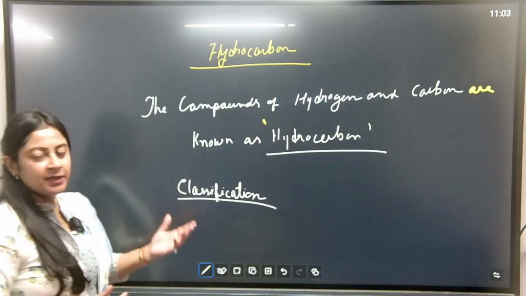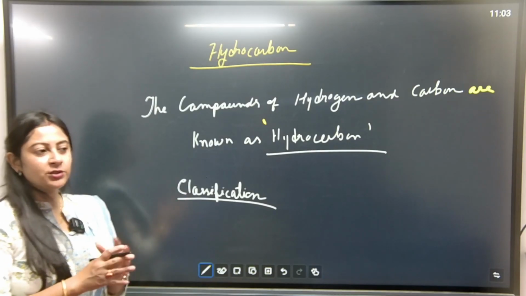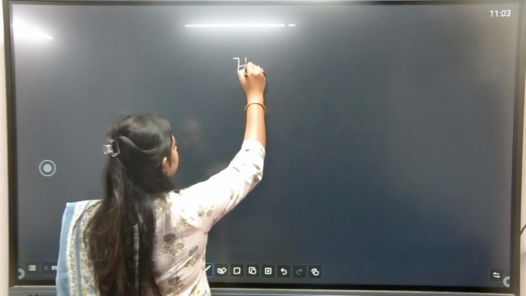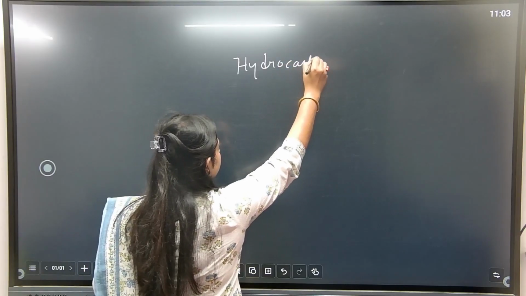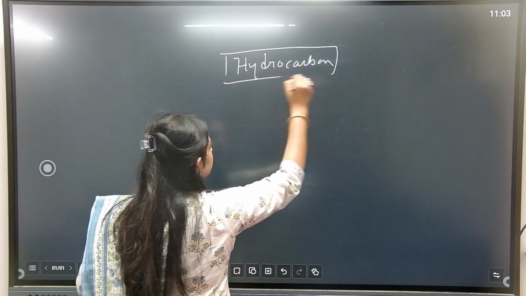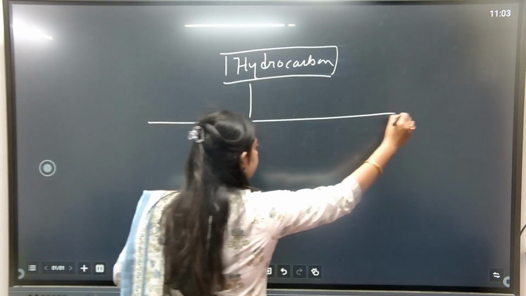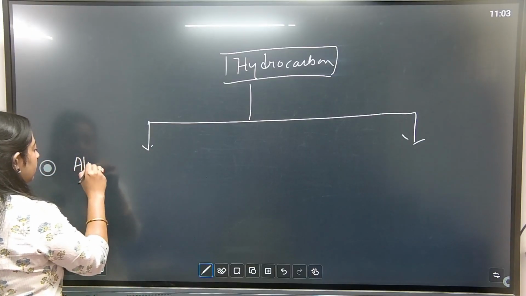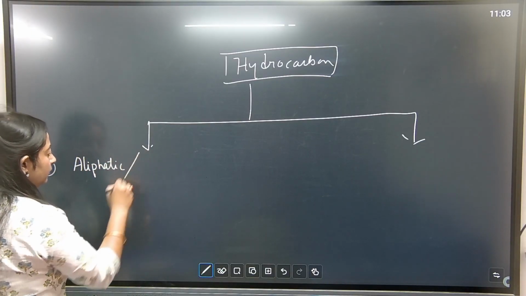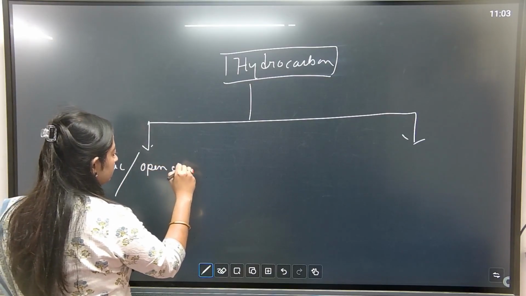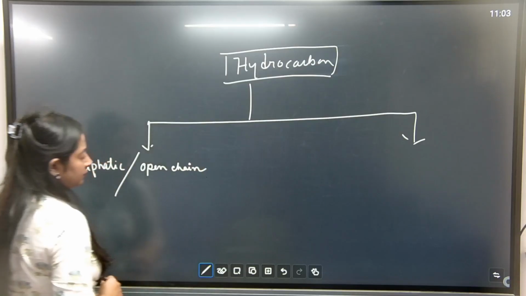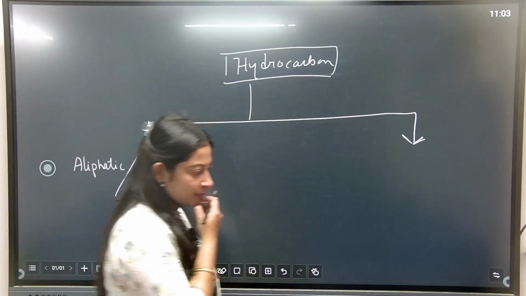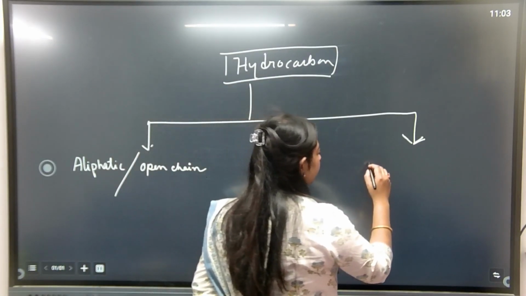तो जिस कंपाउंड में हाइड्रोजन है और कार्बन है, सिंपल, हाइड्रोजन और कार्बन से जो बने हुए कंपाउंड्स हैं, दे आर नोन एज हाइड्रोकार्बन। अब हाइड्रोकार्बन में तुम लोगों को क्या समझना है, क्या पढ़ना है? बेसिकली दे आर डिवाइडेड इनटू 2 कैटेगरी। One is aliphatic, open chain.